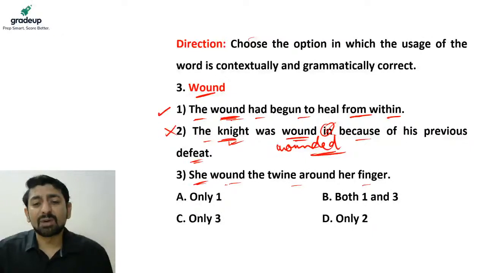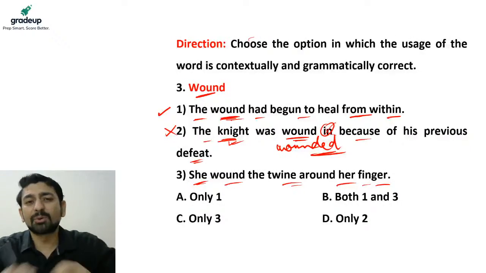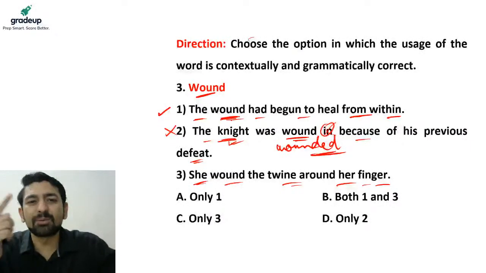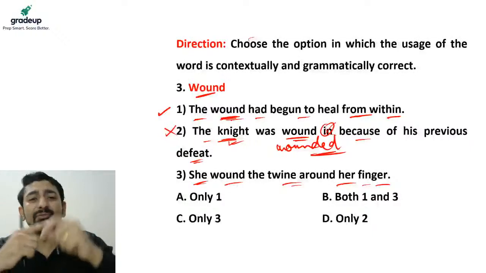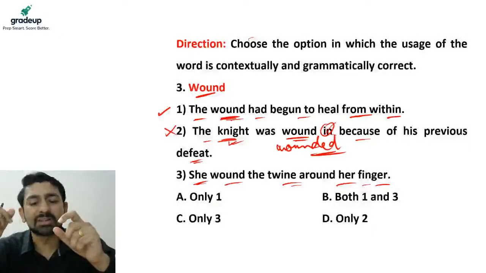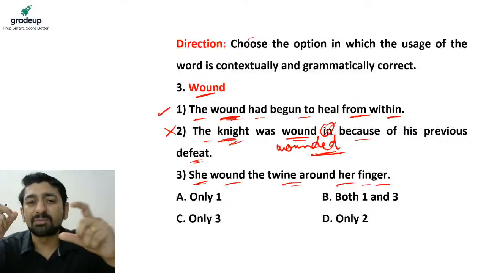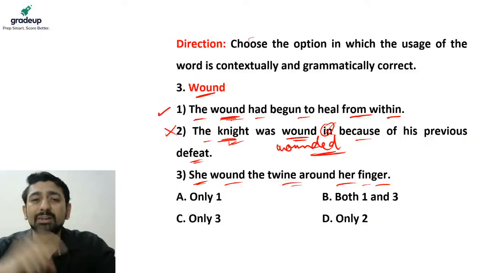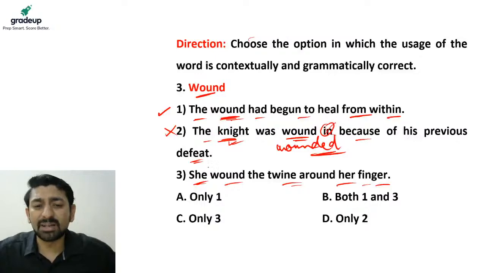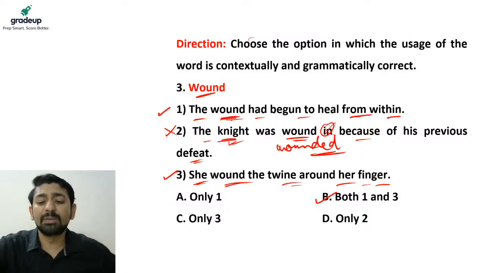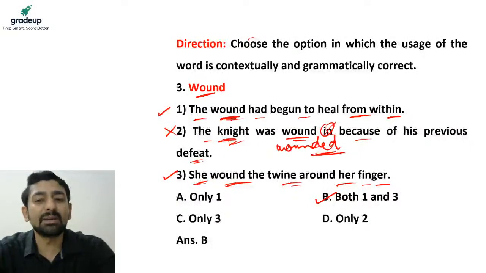Third sentence says, she wound the twine around her finger. Wound means, suppose you know what a twine is. A twine is something which actually grows in a curly manner. She wound the twine around her finger, winding, like we wind the watch. In olden days, we had a watch which we had to wind in order for it to run. So wound is absolutely right. Sentence 3 is also correct. So the answer should be B, both 1 and 3. Whosoever said B, wonderful. You're absolutely correct.